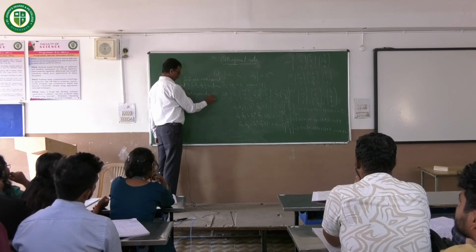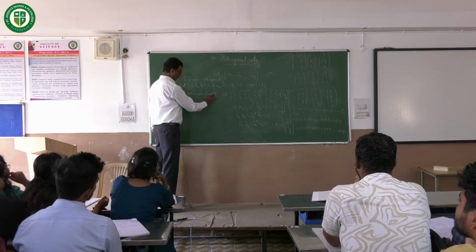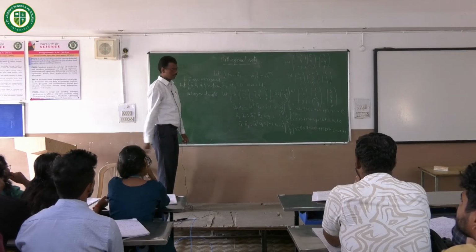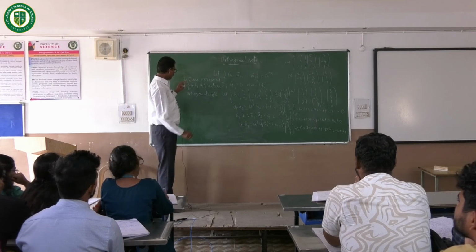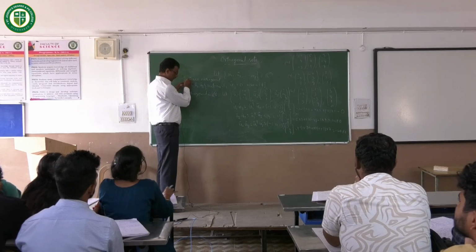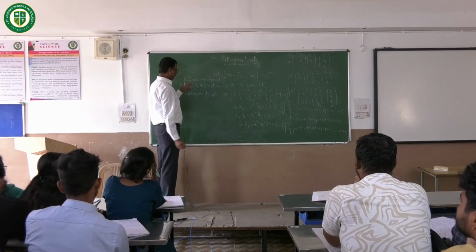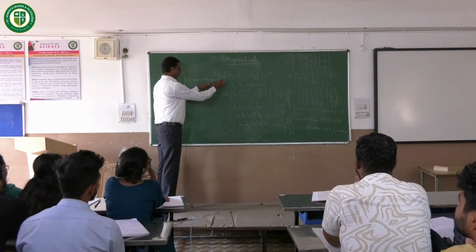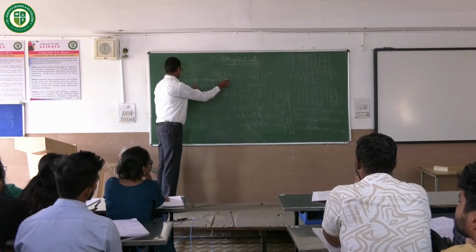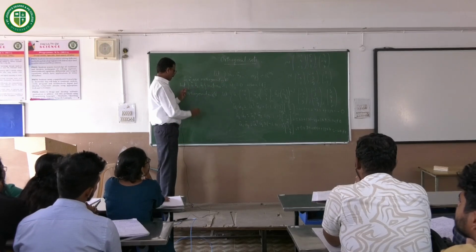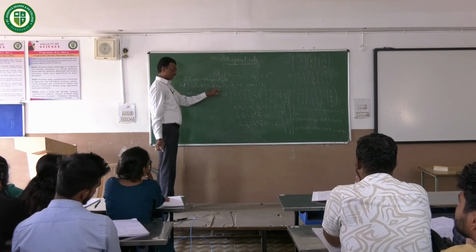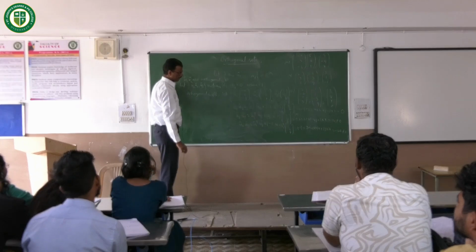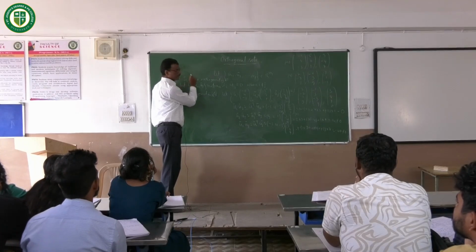in R power 3, right? Yeah, R power 3. So now U1 bar and U2 bar are orthogonal in R power 3. But here U1 bar, U2 bar and U3 bar is not orthogonal in R power 3. This is the first bit.